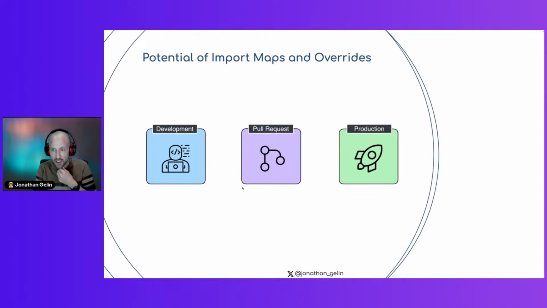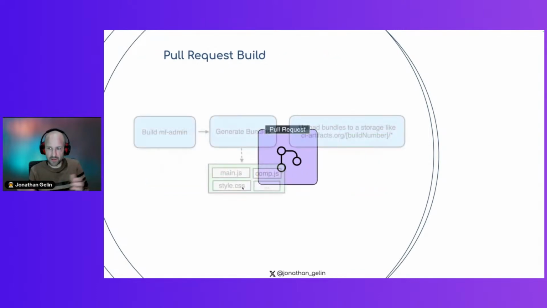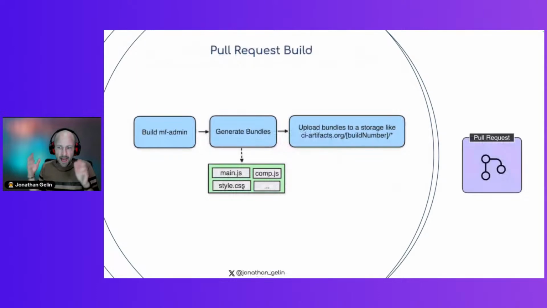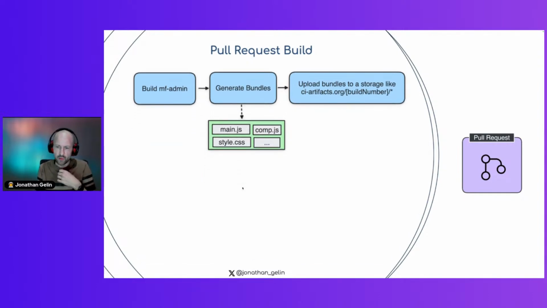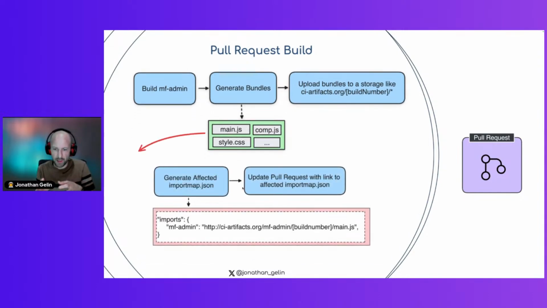Let's now see how we can use that for the pull request process, right? So I push my code. My CI will start to build my micro frontend because I just modified that one, right? I will generate new bundles. I will maybe put them on some blob somewhere. But what my CI will do too, it will generate a new import map, right? With just the micro frontend that was modified, which is pointing to the bundle that was generated by my pull request, right?